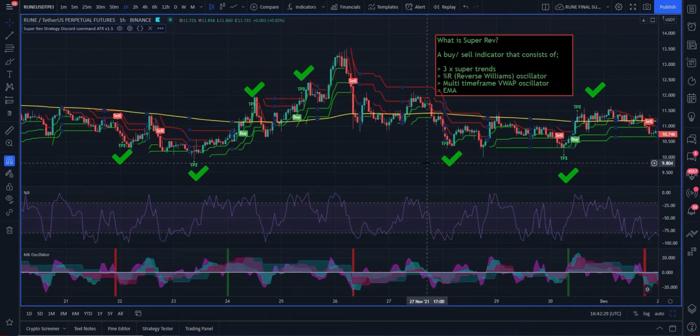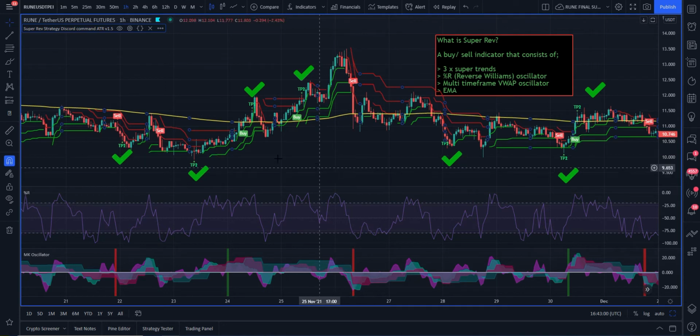The final thing that's in the Super Rev indicator is the EMA line, and basically what this does is act as a long and short filter. It will only allow long trades to fire when price is above the EMA, and then the opposite scenario for shorts. The indicator will only fire shorts when price is below the EMA.